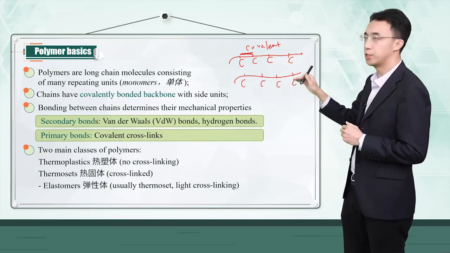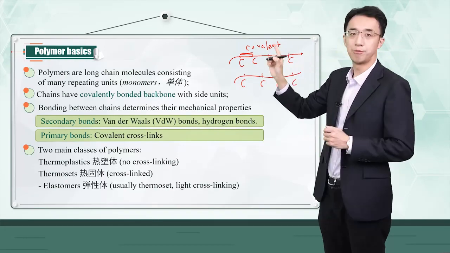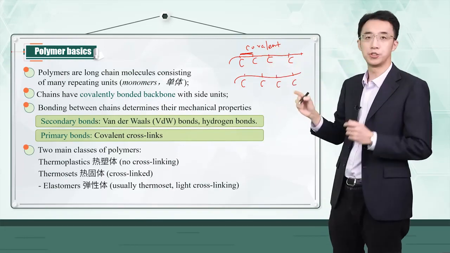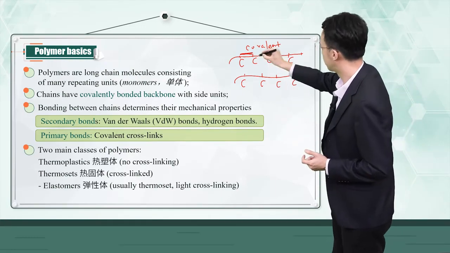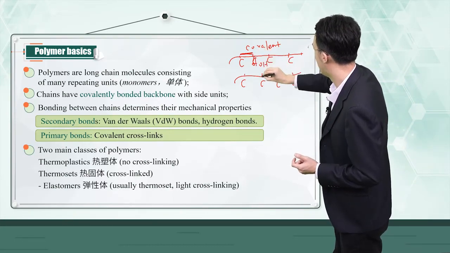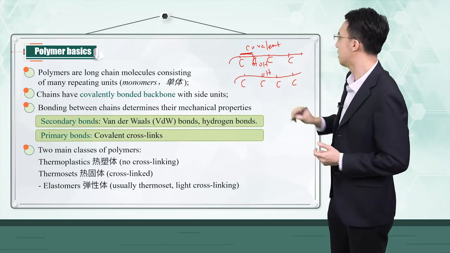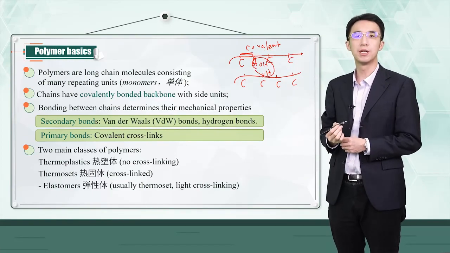And the interaction between the chains really depends. One type of interaction between the chains is just the secondary bonds, such as van der Waals bonds or hydrogen bonds. For example, if you have functional groups on the chain side, you may have van der Waals bonds between the functional groups.